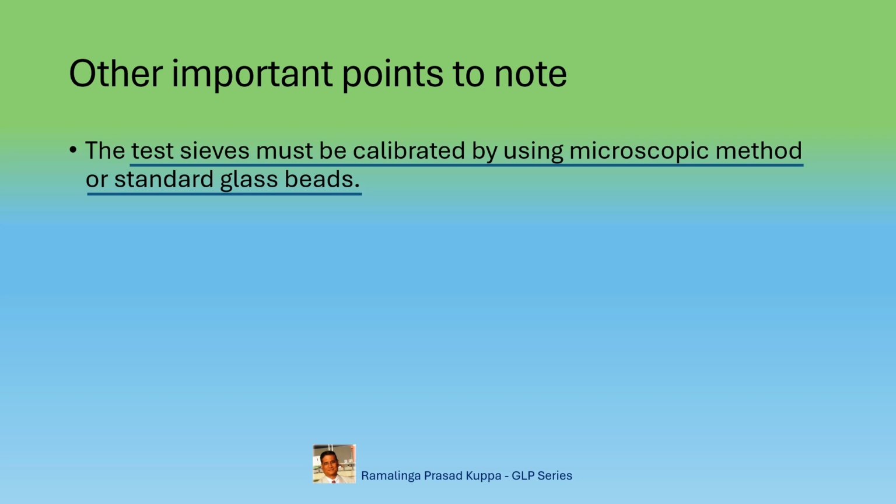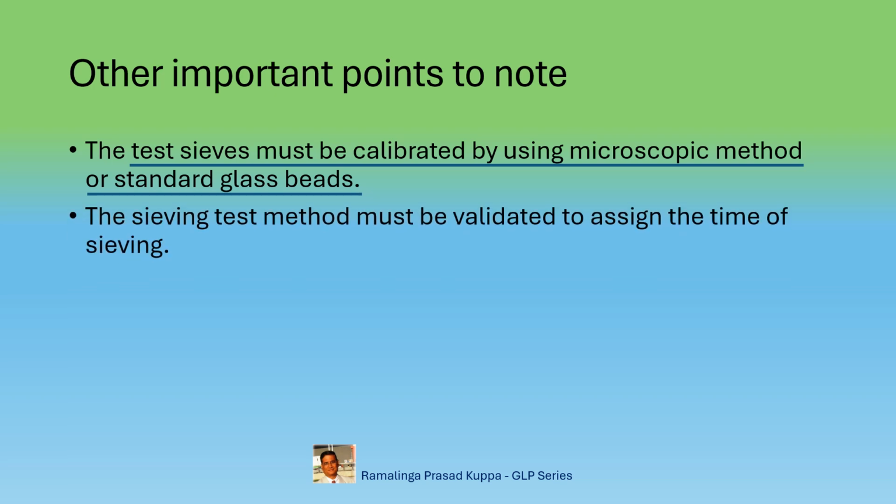The sieves have to be recalibrated with a definite frequency depending upon the usage pattern. The sieving test method must be validated to assign the time of sieving, the amount of sample to be taken, and the time of agitation must be established by method validation using the method as prescribed in USP 786 chapter.